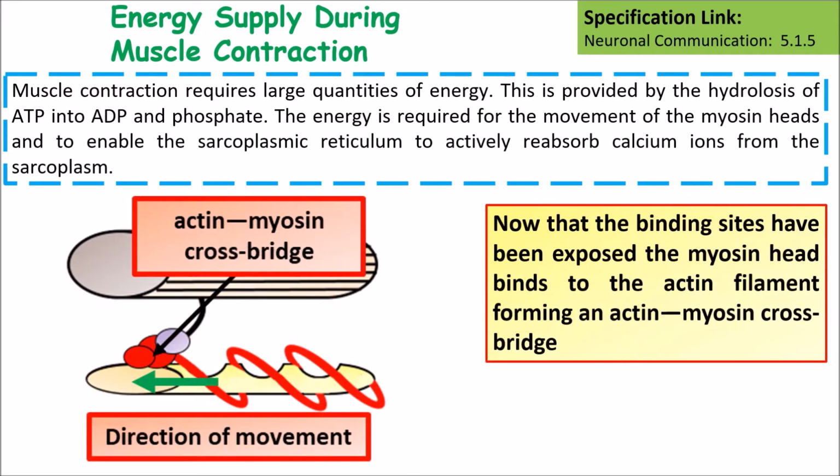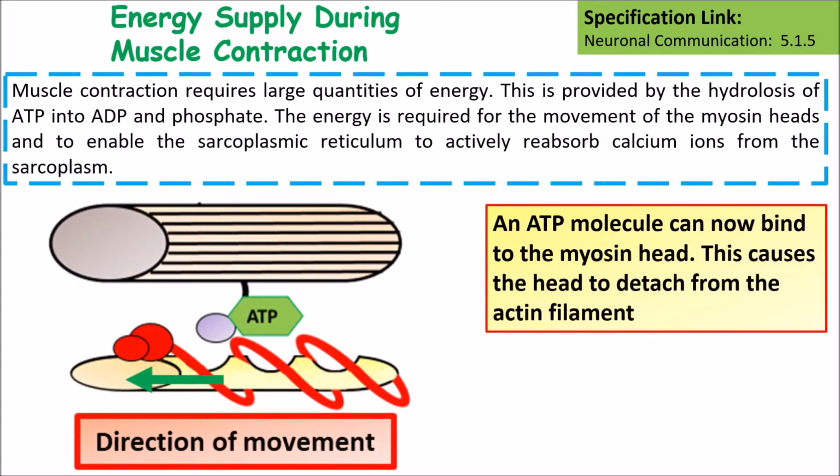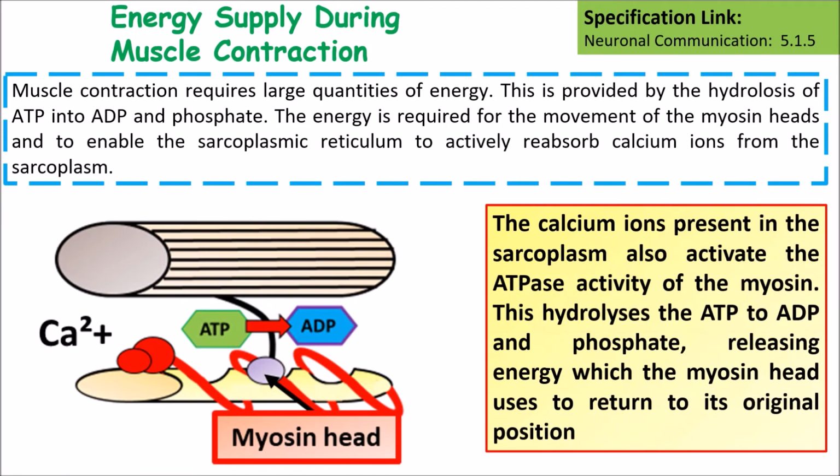So now that the binding sites have been exposed, the myosin head binds to the actin filament, forming an actin-myosin cross bridge. An ATP molecule can now bind to the myosin head. This causes the head to detach from the actin filament. So the calcium ions present in the sarcoplasm also activate the ATPase activity of myosin. This hydrolyzes the ATP to ADP and phosphate, releasing energy which the myosin head uses to return back to its original position.